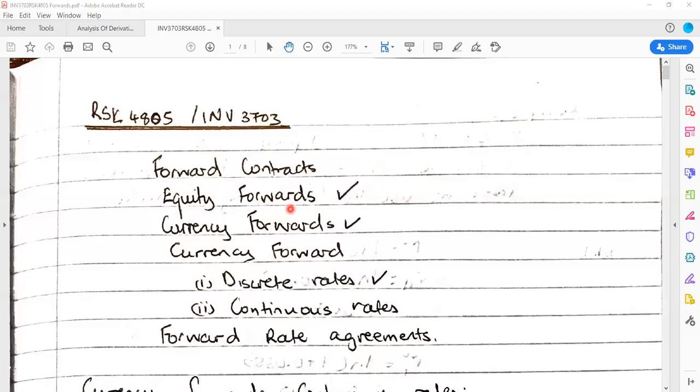This recording is going to complete study unit 2 of the analysis of derivatives textbook. In the previous weeks, we've been going through the second study unit in the textbook, namely forward contracts. And to date, we've managed to cover some important concepts.